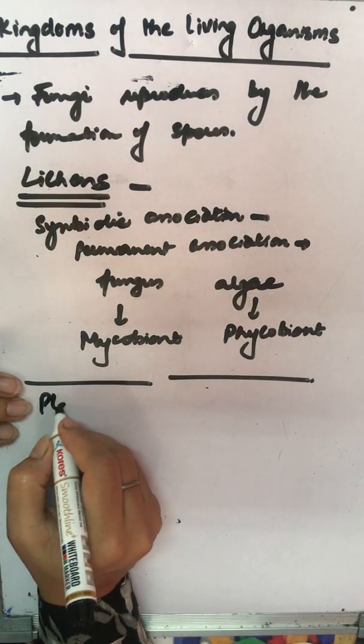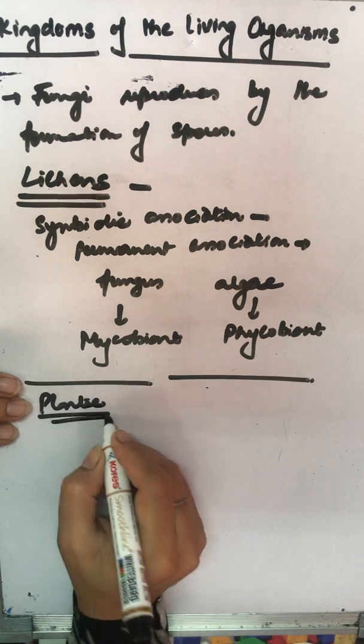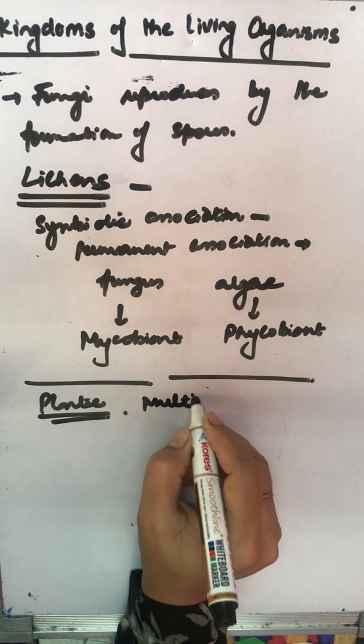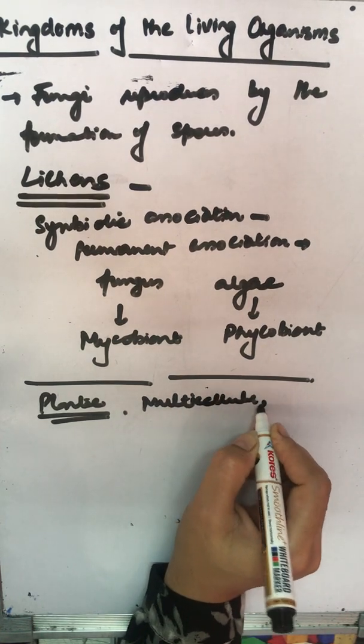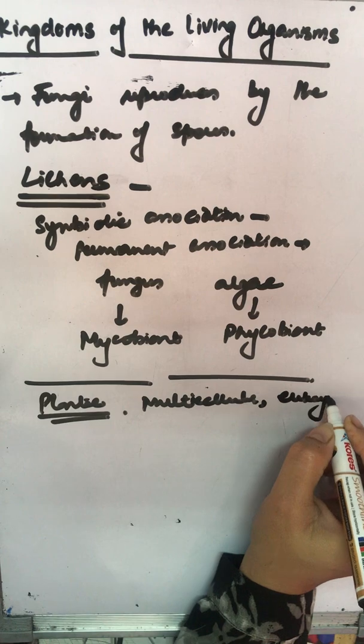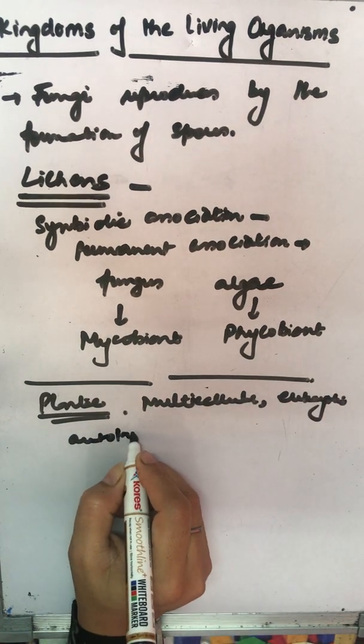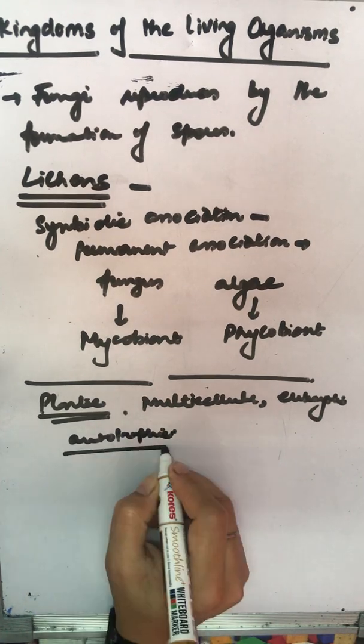Then we move to Plantae. Plantae, as we all know, are multicellular. These are multicellular, eukaryotic, autotrophic, and use chlorophyll.